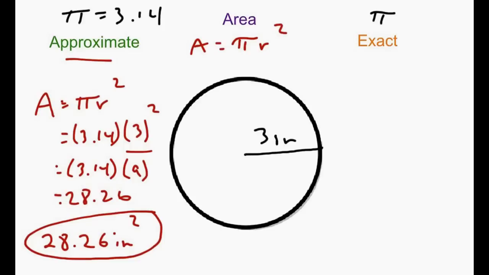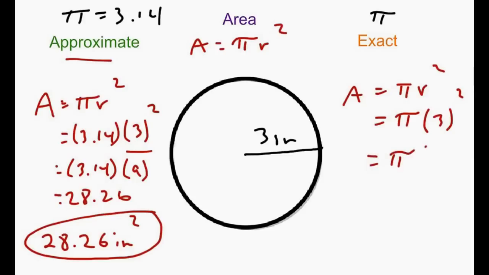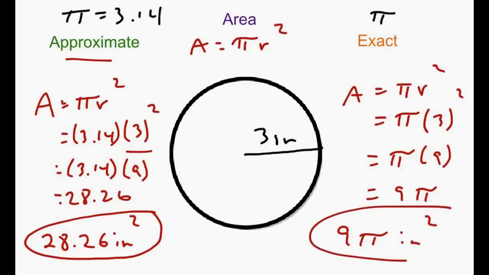Alright, exact, I'm still going to use area equals pi r squared. And this time, instead of substituting 3.14, I just leave the pi symbol as is. My radius is 3, I have to square it. So pi symbol stays, 3 squared is 9. I want to write my number, then the pi symbol. And then don't forget 9 pi, and it was inches squared. So I have my approximate area and my exact area.